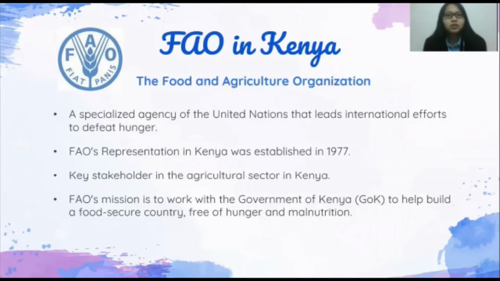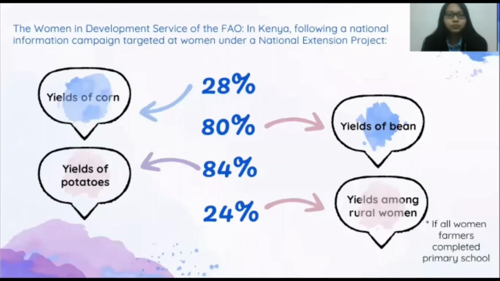The Women in Development Service of the FAO reports that in Kenya, following a national information campaign targeted at women under a national extension project, yields of corn increased by 28%, beans by 80%, and potatoes by 84%. The way forward also includes a greater emphasis on more general knowledge. The FAO also reports on a study in Kenya that showed that farm yields among rural women would be increased by 24% if all women farmers completed primary school.